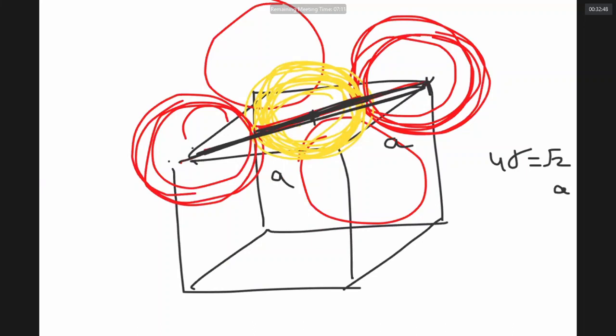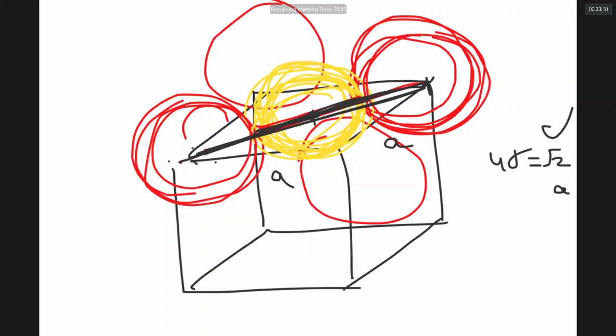See, sir, diagonal square is equal to side square plus side square, right? Diagonal square is equal to A square plus A square. That is equal to 2A square. And the value of the diagonal is equal to root 2A square, that is root 2A. Are we very clear?